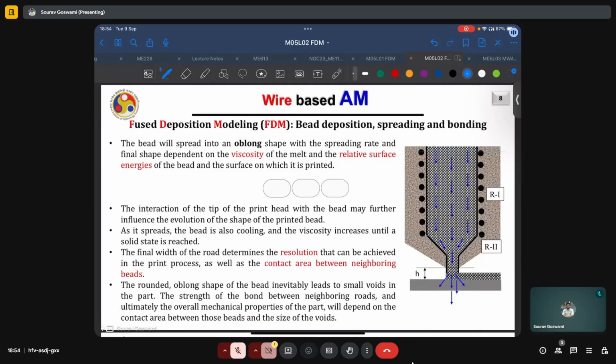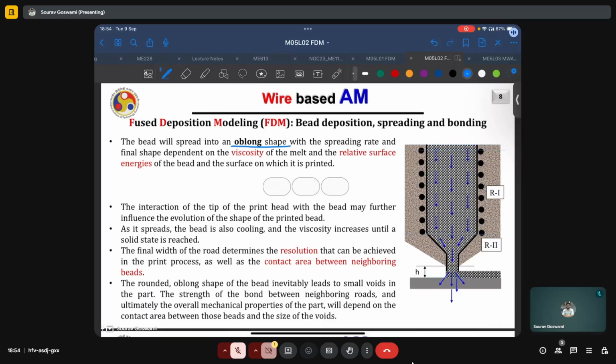Again, typically when we deposit these beads, they do not really have a very sharp shape, say a rectangular cross section, but typically the cross section will have an oblong shape with rounded corners, as shown here. So here the substrate is lying here, and say the printing direction will be either out of the plane or into the plane. The spreading rate and the final shape are dependent on the viscosity of the melt, as well as the relative surface energies of the bead and the surface on which it is printed.